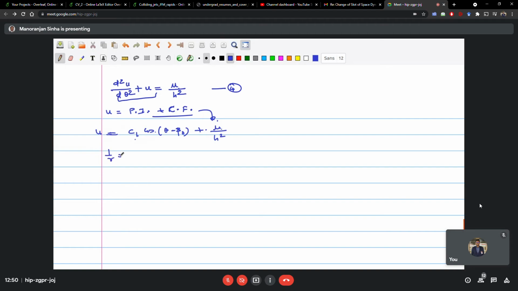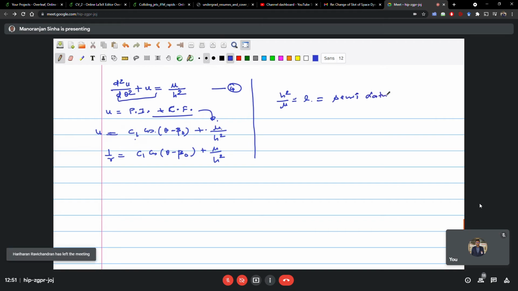So u equals 1 by r, c1 cos(theta minus beta 0) plus mu by h square. This quantity, h square by mu, we write as L, which is what we call the semi-latus rectum.